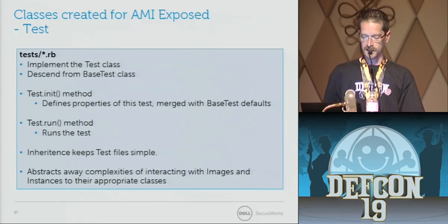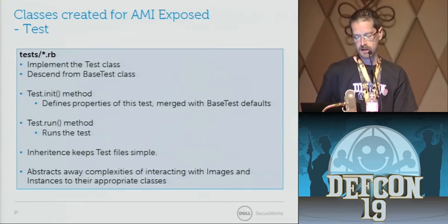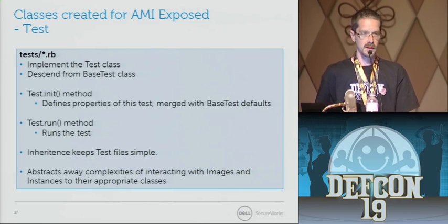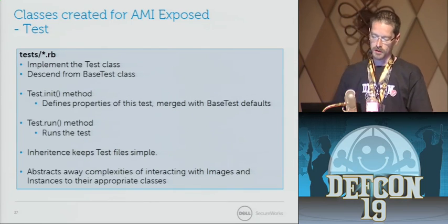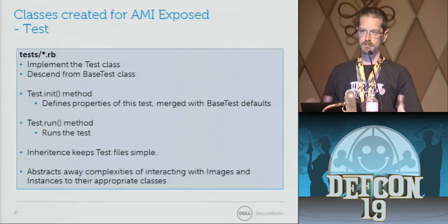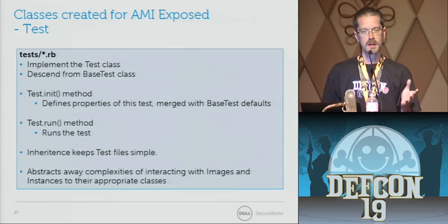And then the individual tests themselves derive from the base test. They have an init method that just basically defines some metadata, the name of the test, the severity of various findings, et cetera, and then a run method that runs the test. So we're trying to keep things simple by having a sound object model and keeping a lot of the heavy lifting out of the tests.